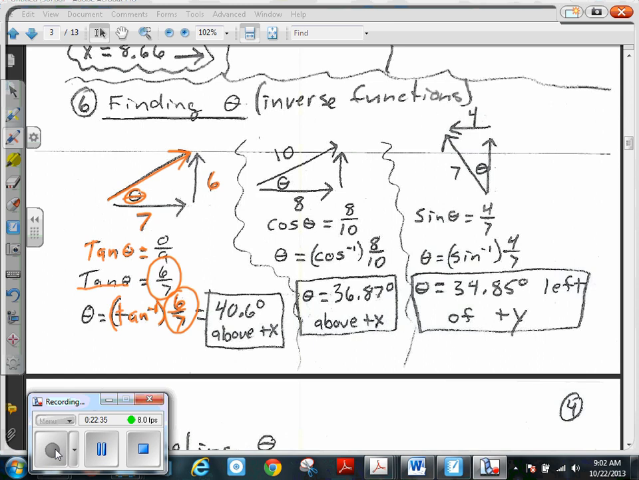Okay, so let's try again here. This time, though, we don't have opposite and adjacent. We have adjacent and hypotenuse, so that's cosine. So the cosine is equal to the adjacent over the hypotenuse here. Let's see if you can come up with this answer, 36.87. Okay, so it looks like you guys are good at that, and you found this probably as well.